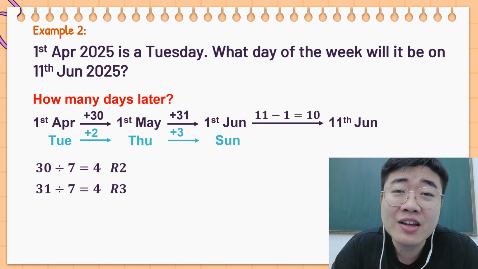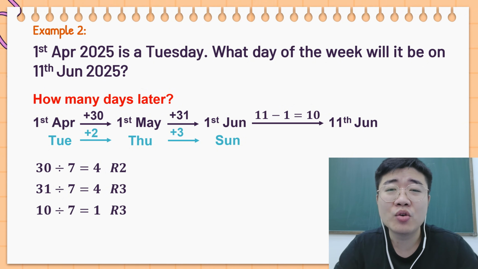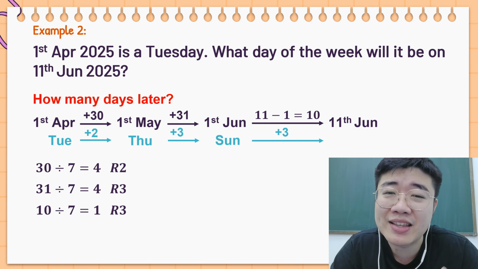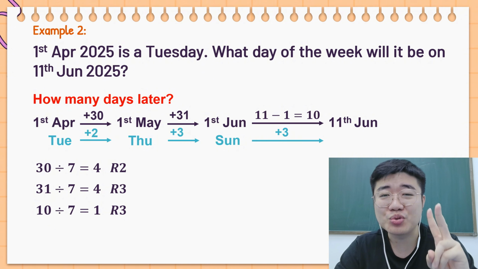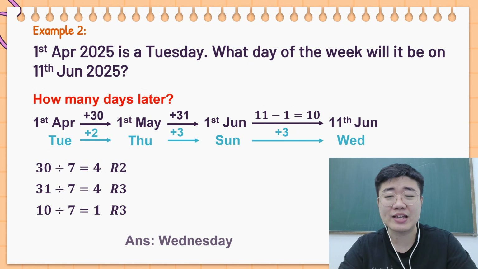So the next thing, this will be 10 days later. So we do 10 divided by 7: 1 remainder of 3. So after the Sunday, it will be another 3 days. Let's check. After Sunday, it will be Monday, Tuesday, and Wednesday. So the answer for this question is Wednesday.